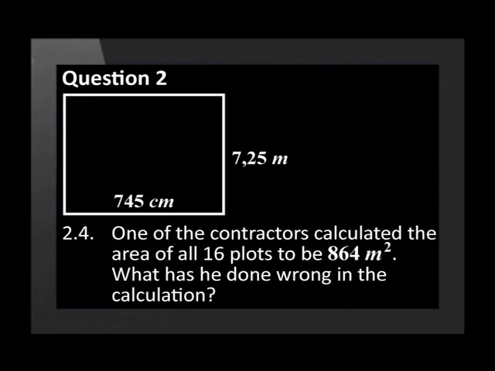One of the contractors calculated the area of all 16 plots to be 864 meters squared. What has he done wrong in the calculation?